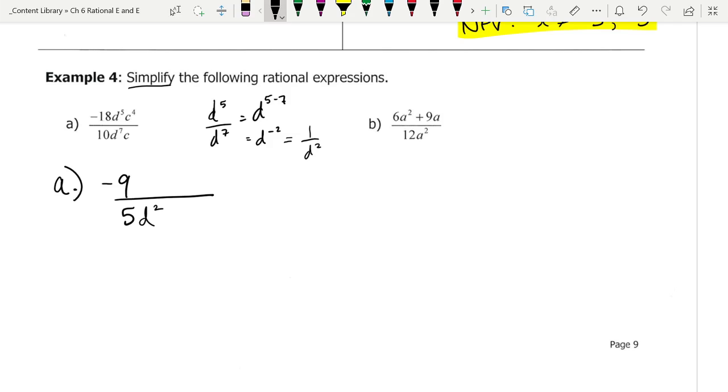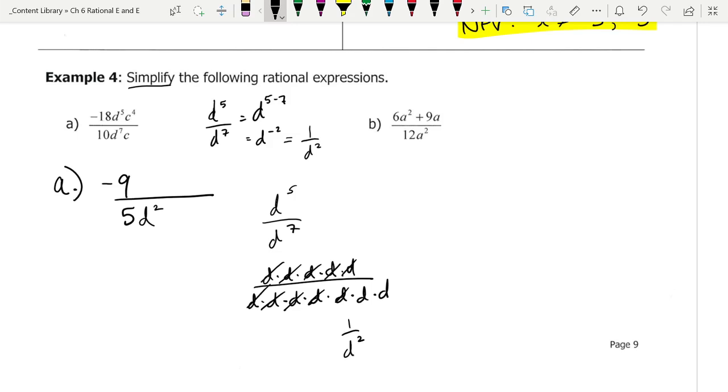But if you need another way to think about this, you don't have to write this down if you don't want to, d to the 5 over d to the 7 is literally d times d times d times d times d, there's 5 of them, over 1, 2, 3, 4, 5, 6, 7 of them. So that one divided by that one's 1, that one divided by that one's 1, 1, 1, 1, and what have I got left? 1 over d squared, right?